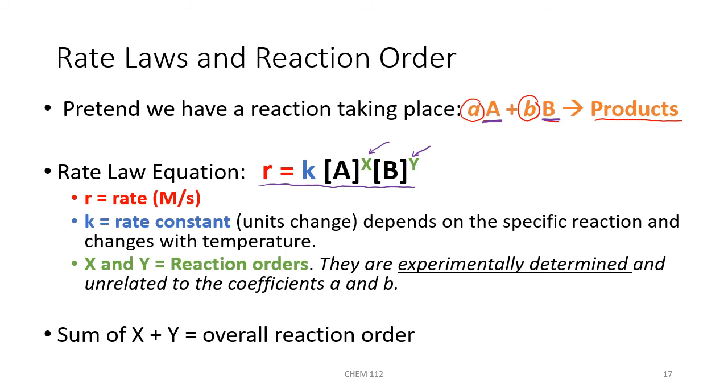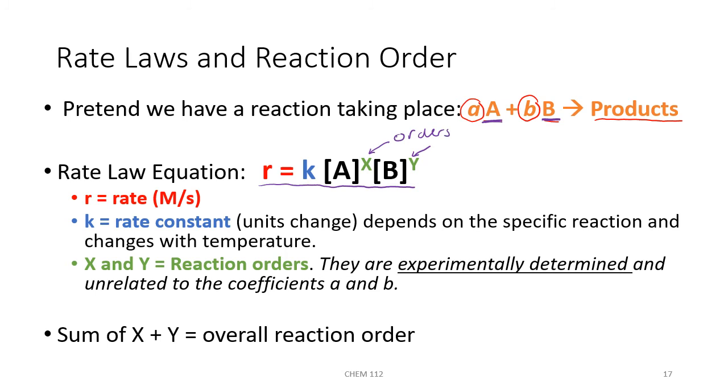R is the rate, so that'll have units of molarity per second. K is called the rate law constant. The units on the rate law constant will change, and you don't actually have to include the units on your rate law constant if you calculate it, but I will show you what those units are and how you can figure them out. X and Y are referred to as reaction orders.